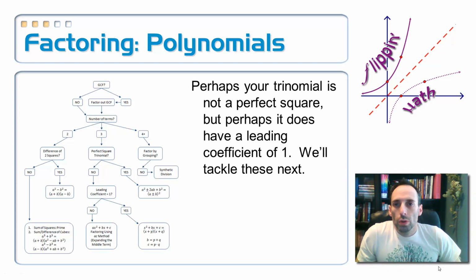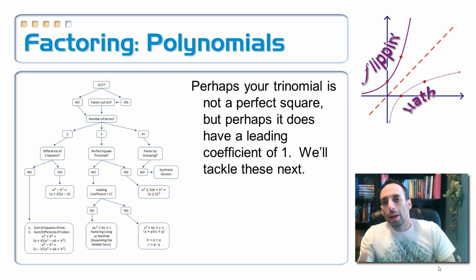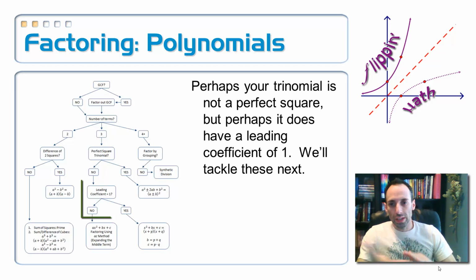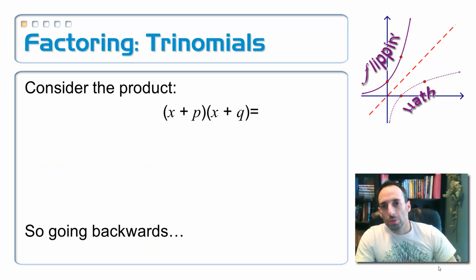In this part of the lesson, we're going to be factoring trinomials that are not perfect squares. If we look back at our flowchart, it has three terms, but I've decided that it's not a perfect square trinomial. I've answered that question no, so the next question is: is the leading coefficient a 1? Let's assume that the answer is yes.